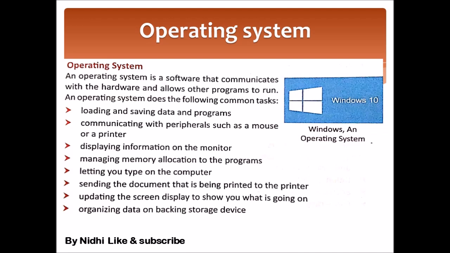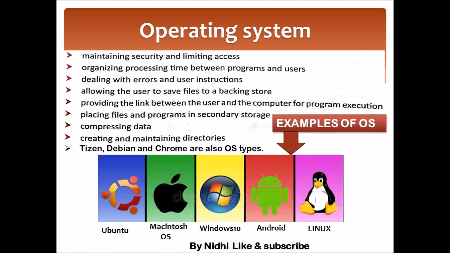So the first task the operating system performs is loading and saving the data and programs. Second is communication with peripherals such as mouse or printer. It also does the work of displaying information on the monitor, managing all the memory allocation to the programs, letting you type on the computer, and sending the documents being printed to the printer. It also helps in updating the screen display to show you what is going on, and organizes data on backing storage devices.